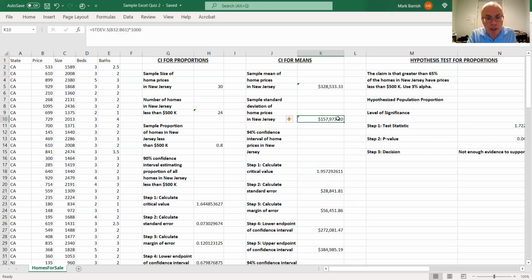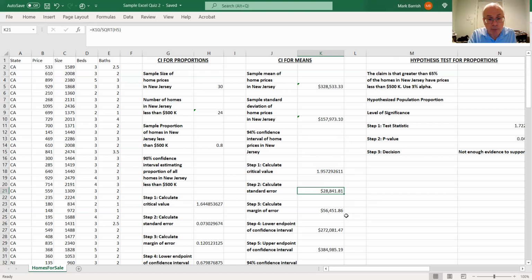Where's S? It's right here in K10. So it's K10 divided by the square root of the sample size. Sample size again is in H5 right over here, 30. Notice I didn't put any numbers in here. I simply use formulas. And that's my standard error.